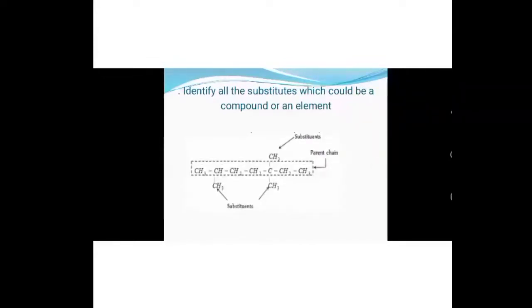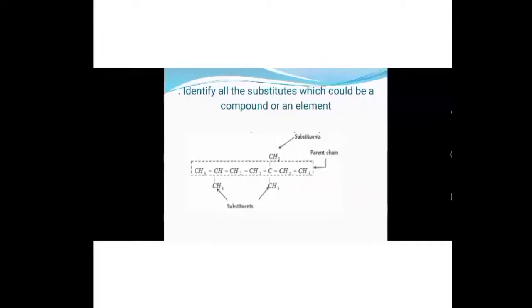Then secondly, we identify all the substituents present. Looking at this structure as an example, you will see that the substituent here is the CH3. Look at the parent chain, as indicated there. Like we said, attachments are anything outside the parent chain. So we can see that we have some CH3 outside the parent chain. These CH3s outside the parent chain are what we call substituents.